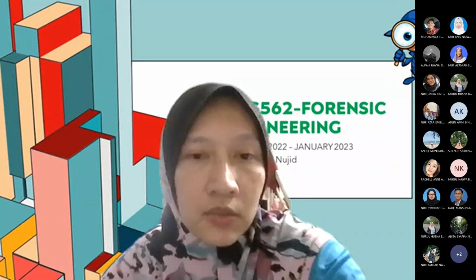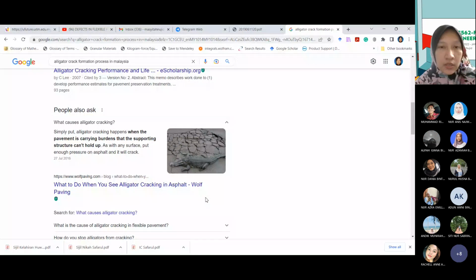Okay. Just now, your friend from the group 1 mentioned one of the failures is alligator cracking. So you can start off explaining the process formation by giving what is the alligator cracking or how does this form or occur. So the alligator cracking happens when the pavement is carrying burdens that the supporting structure cannot hold up. As with this, any surface put enough pressure on asphalt and it will crack. So that's how you explain the process of the failure.